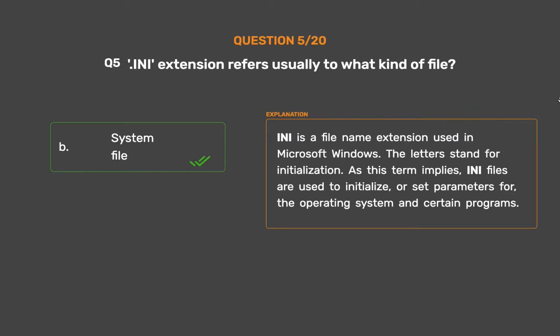System file. INI is a file name extension used in Microsoft Windows. The letters stand for initialization. As this term implies, INI files are used to initialize or set parameters for the operating system and certain programs.